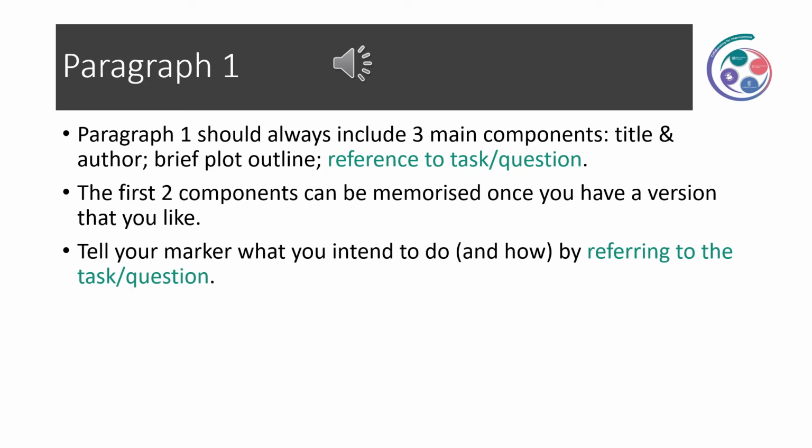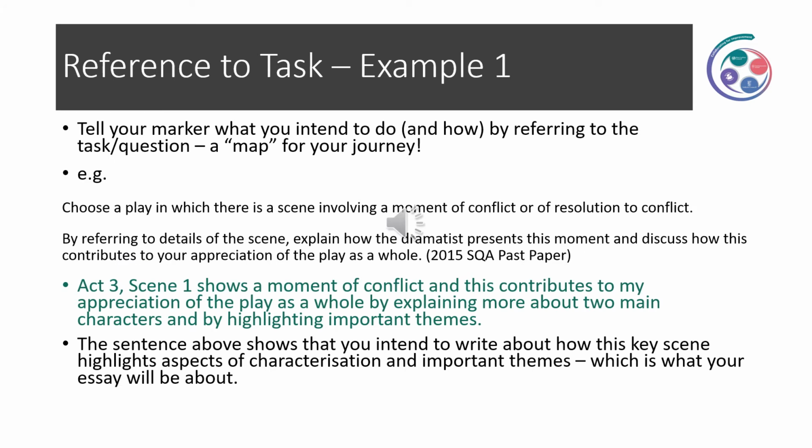The first paragraph of your critical essay should always include 3 main components: the title and author, a brief plot outline, and a reference to your task or question. The first 2 components can be memorised once you have a version that you like. You then need to tell your marker what you intend to do and how by referring to the task or question. Referring to the task is really important. This is like the map for your journey, telling your reader how you will get to your final destination.